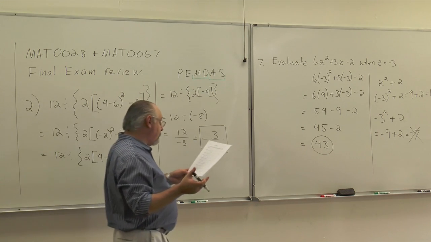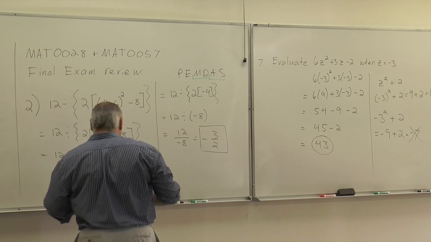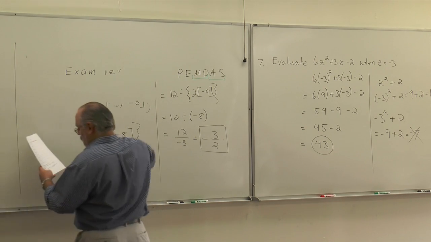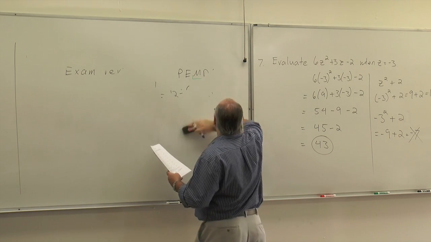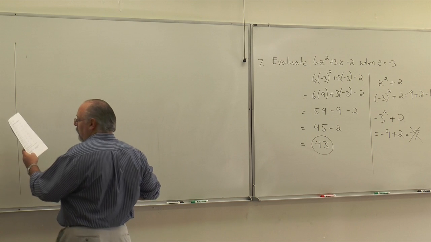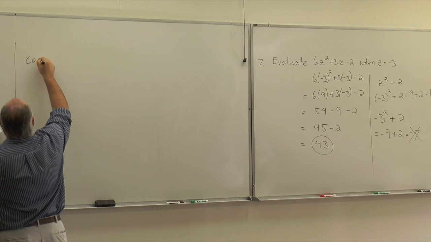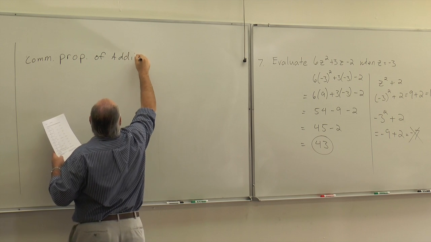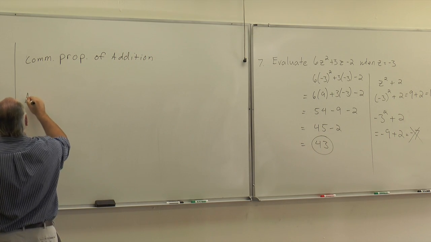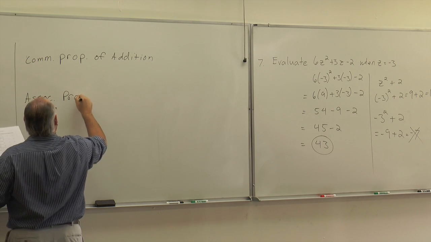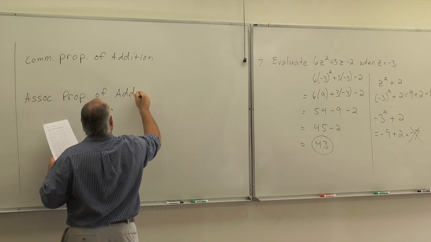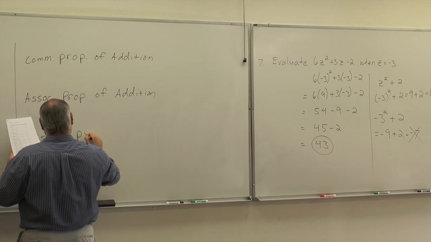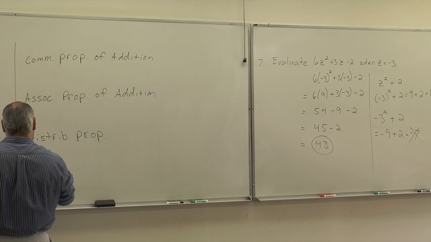All right, let me say something about number 10. In fact, I don't really care about the problem. What I want to do is talk about the answers. So number 10, the answers are the commutative property of addition, the associative property of addition, the distributive property, and lastly, the inverse property.